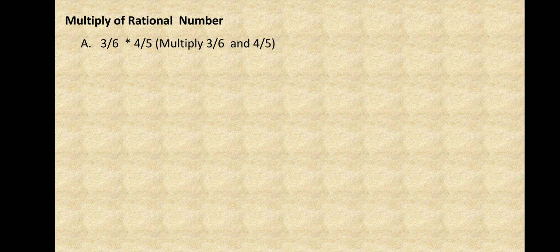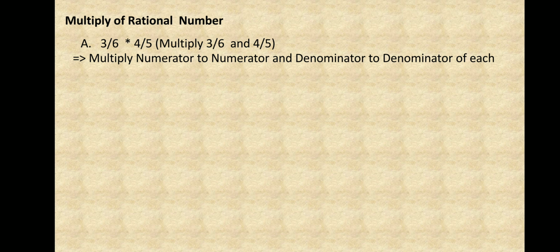Now let's go with multiplication and division. Multiplication of rational numbers is quite easier than addition and subtraction. Let's know how. What you should do in multiplication of rational numbers is multiply the numerator to the numerator and the denominator to the denominator of each.